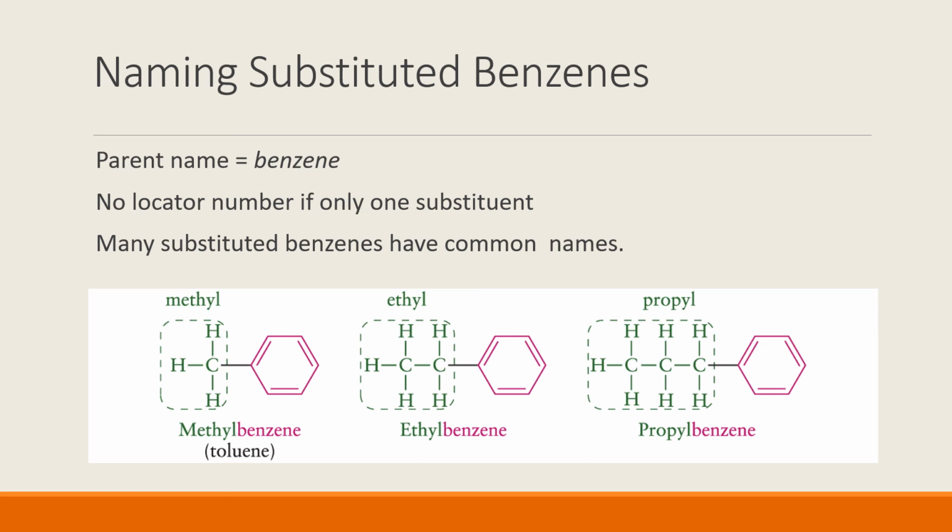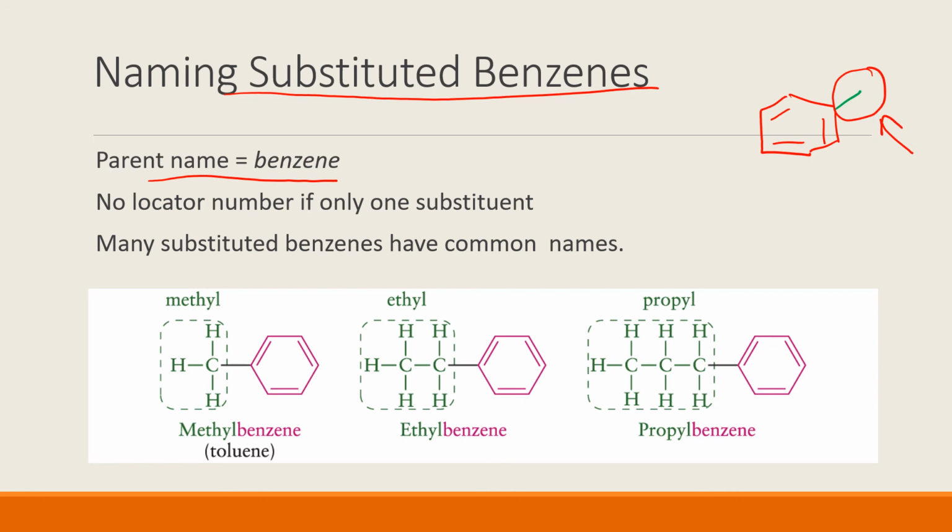While naming substituted benzenes, the parent name will always be benzene. For example, in this example, the red ring is the benzene, so that's the parent ring, and the substituent here is methyl. No locator number is needed if there is only one substituent as shown in this example. So therefore the name of this compound should be methylbenzene.